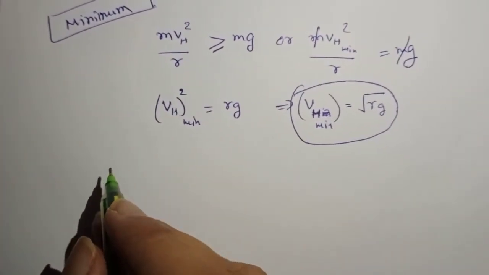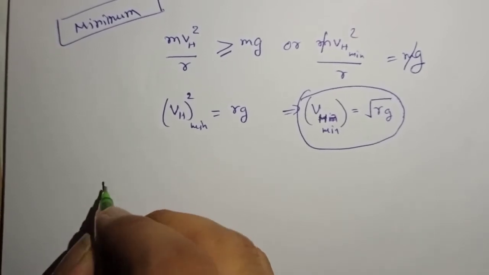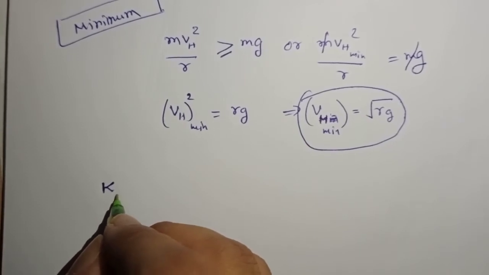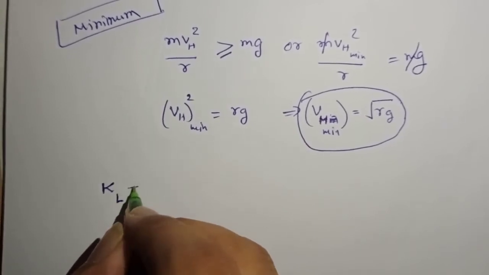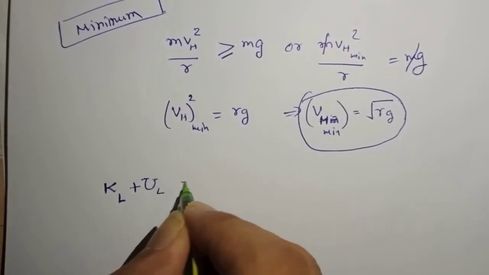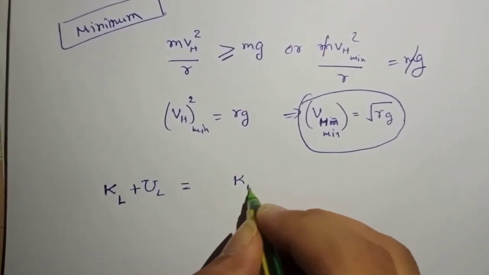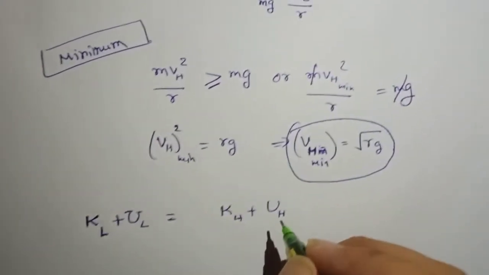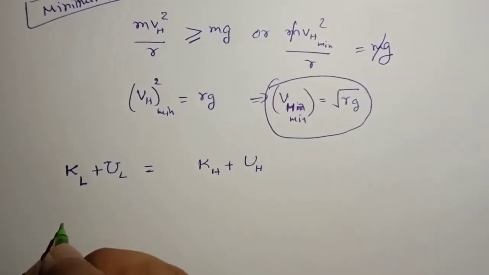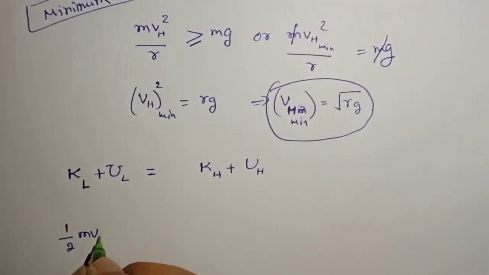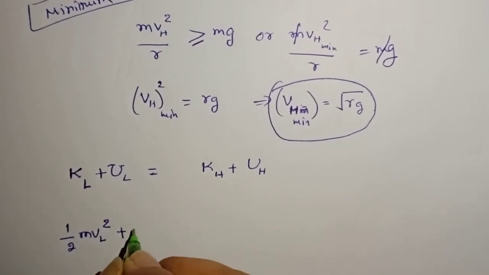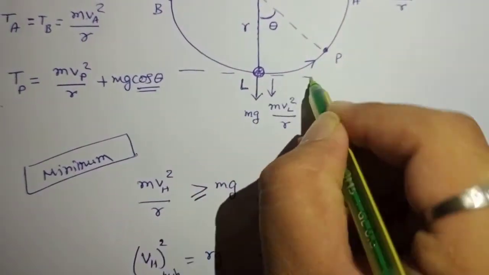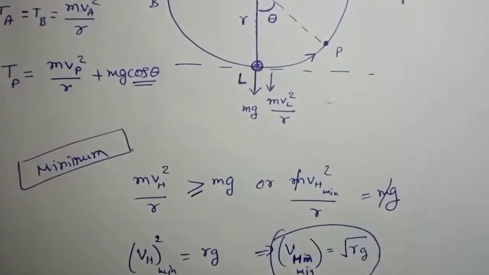Using the law of conservation of mechanical energy, what can I write? Kinetic energy at the lowest point plus potential energy at the lowest point is equal to kinetic energy at the highest point plus potential energy at the highest point. Kinetic energy at the lowest point will be half m vL square plus potential energy at the lowest point. I'll take it as 0 because I'll take it as the reference, as ground. So here the height is 0, potential energy is 0.